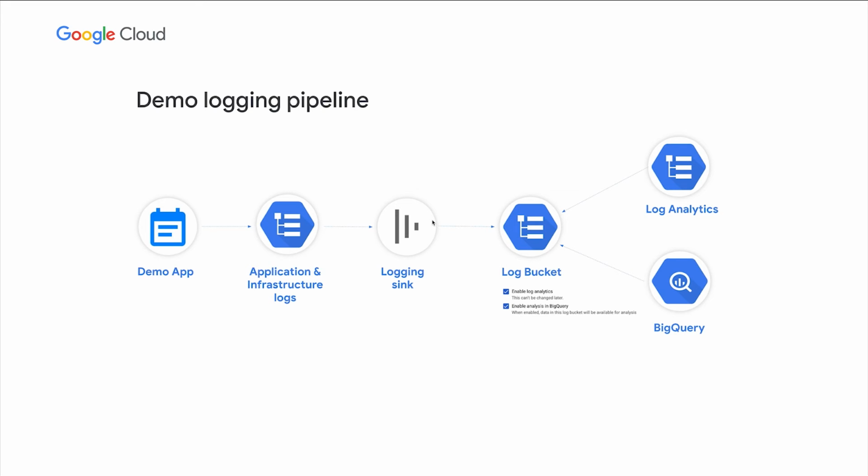For the demo, I have instances of the Online Boutique, which is an open source microservices demo app, and it's deployed to 2 GKE clusters, which are generating logs, which are ingested into Cloud Logging using the out-of-the-box configuration. I've set up a logging sink to capture the logs and send them to a Log Analytics enabled bucket in Cloud Logging. With a click of a checkbox, logs are available both in Log Analytics, in Cloud Logging, and in BigQuery.